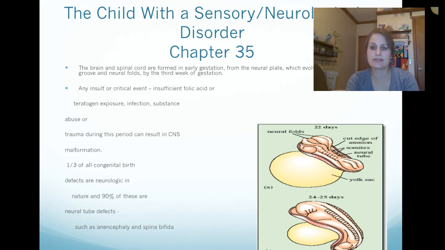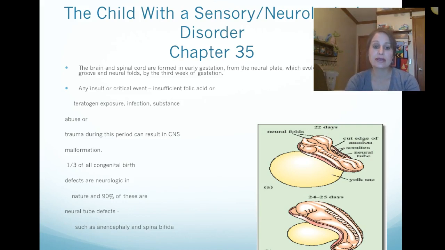So, basically, starting out, the brain and the spinal cord are formed in early gestation from the neural plate, which evolves into the neural groove and neural folds by the third week of gestation. This is why it's so important that we have early prenatal care, as well as making sure that those moms are taking their prenatal vitamins. Any insult, critical event, insufficient folic acid, teratogenic exposure, infection, substance abuse, or trauma during this period of time can result in central nervous system malformation.